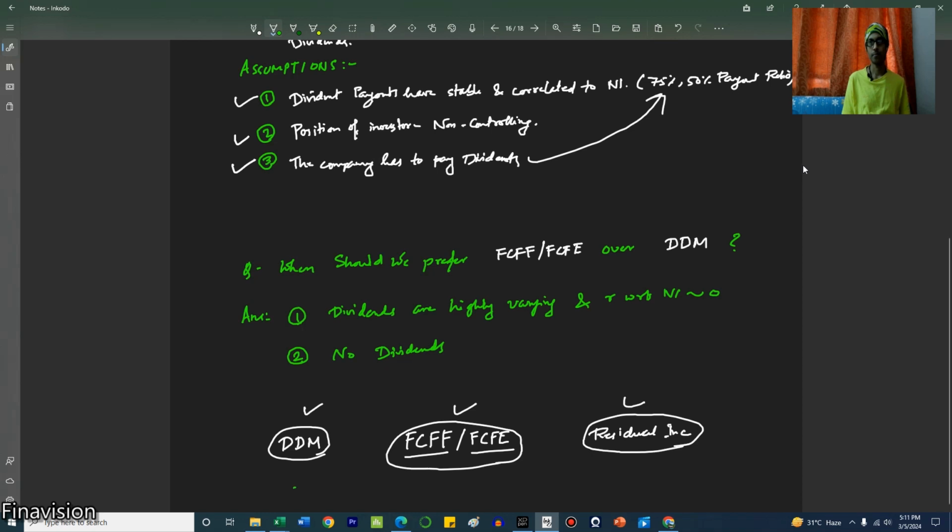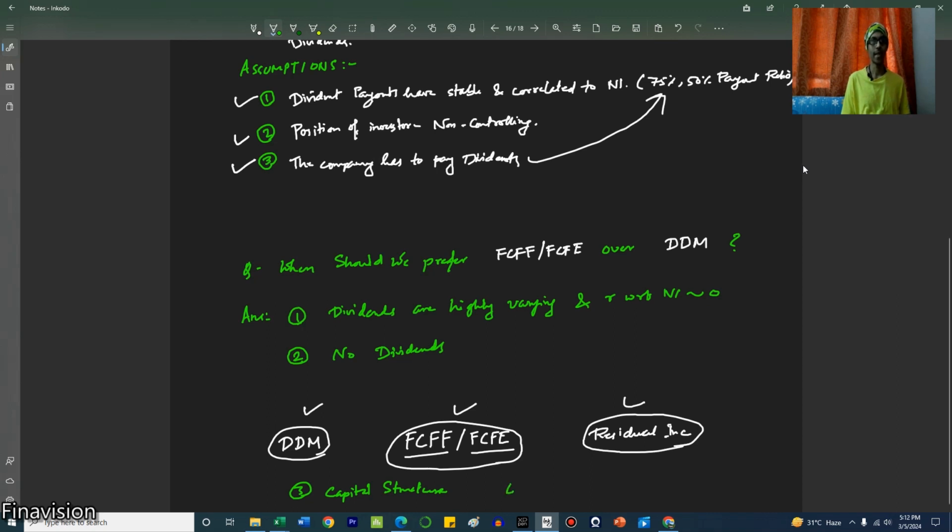Third can be capital structure changes. Capital structure may change over the time in a drastic way. That is one of the reasons when free cash flow method is better to use.